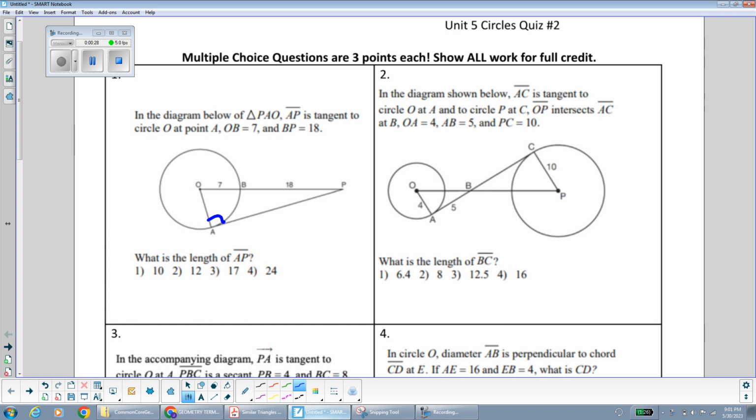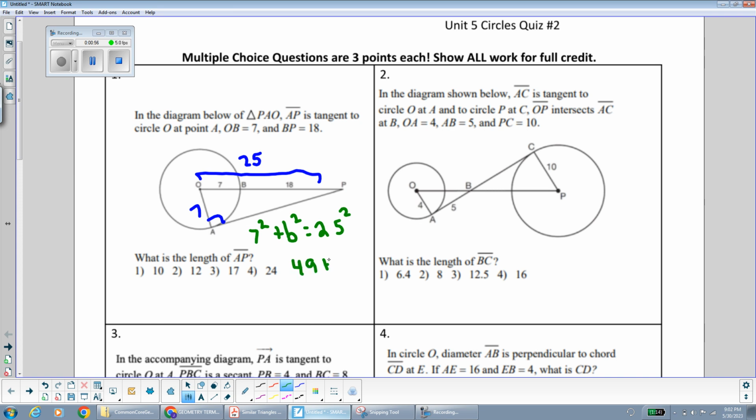We know that all radii of a circle are congruent. So if OB is 7, OA also needs to be 7 as well. So if we add 18 and 7, that's 25. We know two sides of the right triangle, and we just need to find the last side. So we can use the Pythagorean theorem to do that. 7 squared plus b squared equals 25 squared.